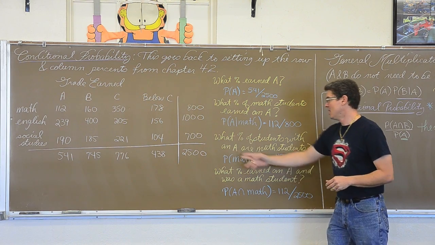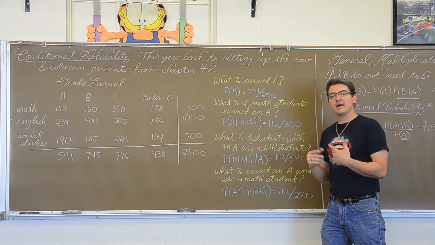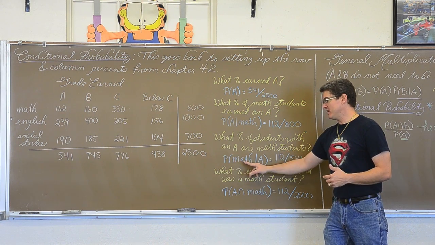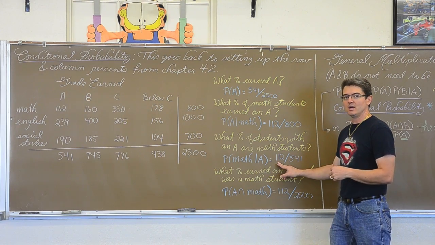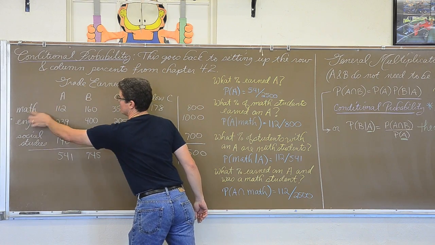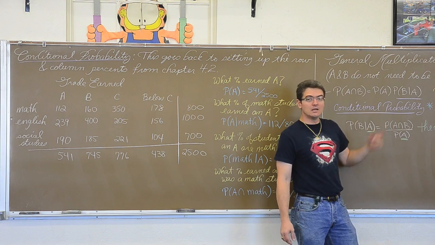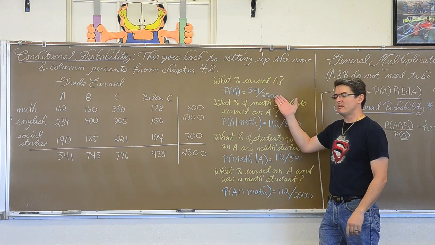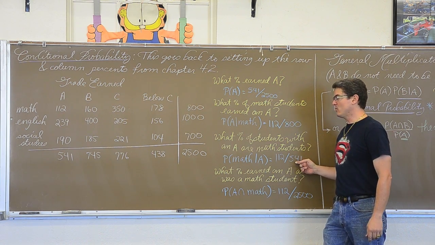What percent of students with an A are math students? Well, now the condition is A. The condition is you have that A grade. So the probability of being a math student, given that you earned an A, is again 112, because again, we need that number where both of those variables are, A and math. That's 112. Or A and B, right? And then the denominator is 541 because, of course, the condition now is not you being a math student, but you earning an A in the class. So the denominator is 541.